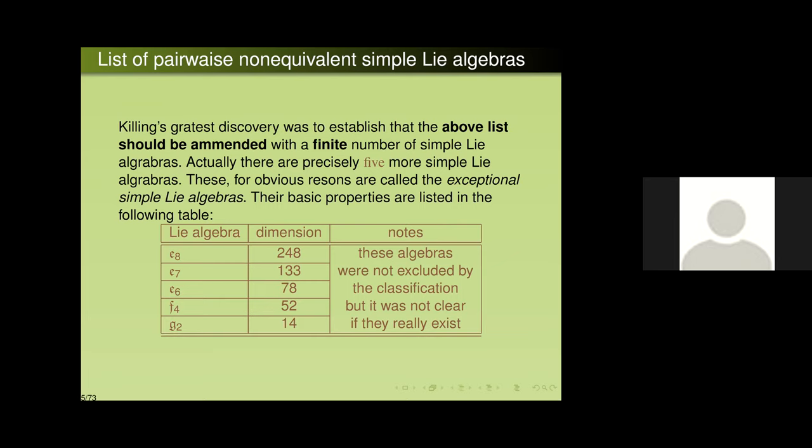Since there are only five of them, there are some distinguished dimensions of these algebras, and the largest of them has dimension 248. The smallest one has dimension 14, and this smallest one with dimension 14 is called G2. When Killing classified the simple Lie algebras, he had some theoretical machinery to exclude a lot, and then he realized that there are five left that may exist. Due to his theory, they should exist, but he was unable to give their realization.